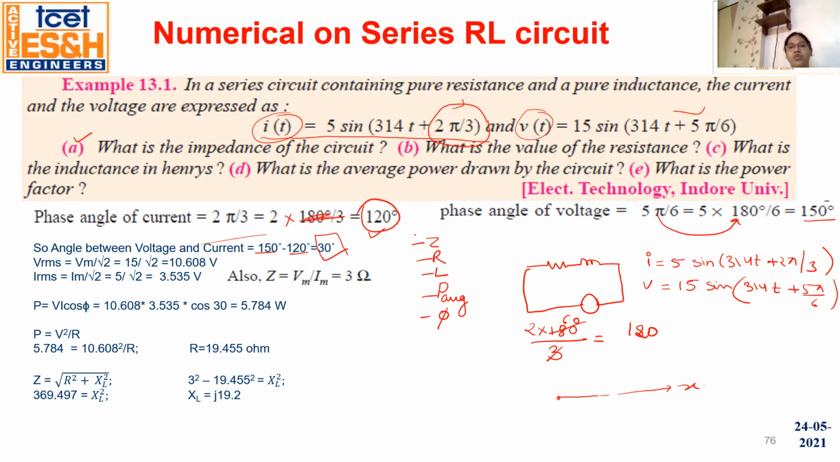Now, first of all, we have to find Z. Z is Vm by Im. This is the way we can find Z. Vm is what? You know that the equation is Vm sin ωt, so this 15 is nothing but Vm. And what is Im? Im sin ωt, so this 5 is Im. So 15 by 5, you will get 3 ohm. So Z is equal to 3 ohm.